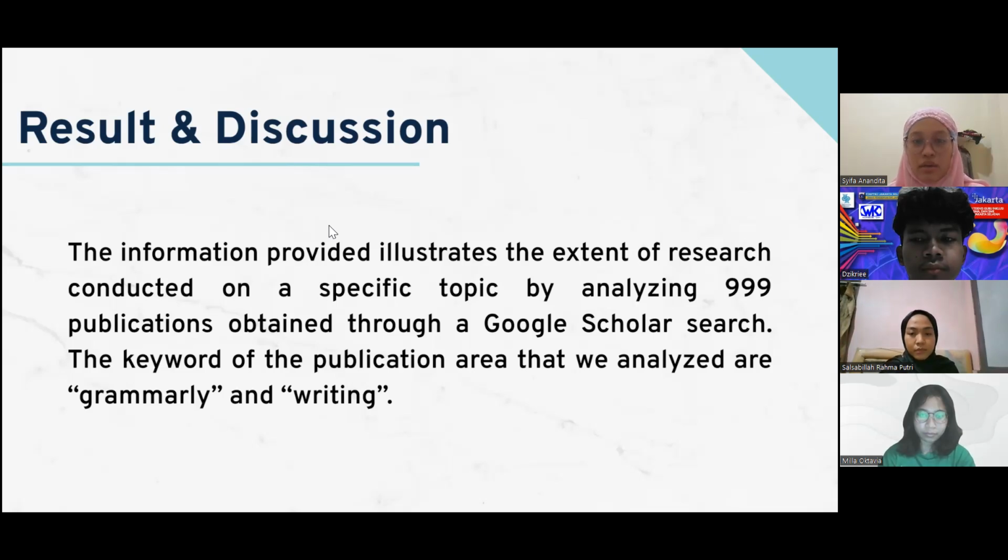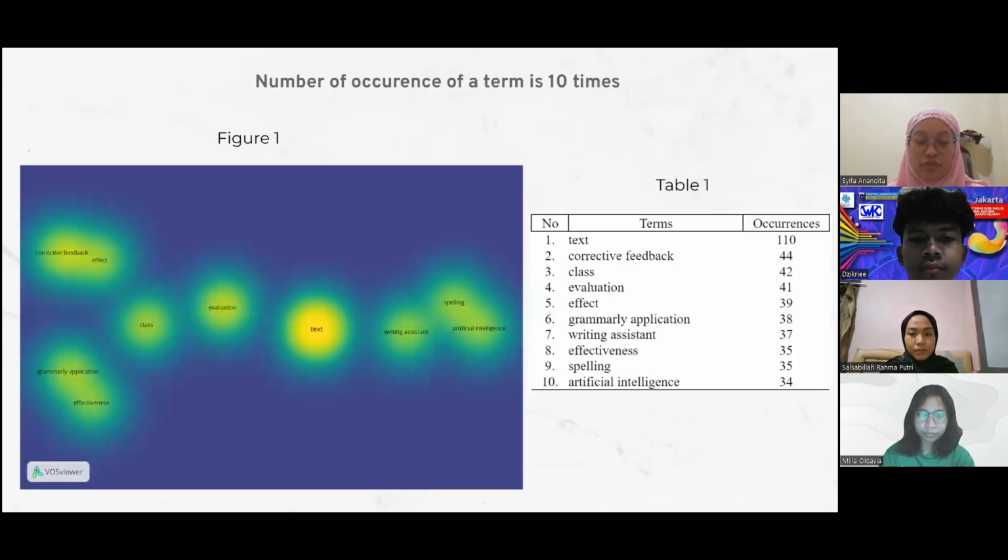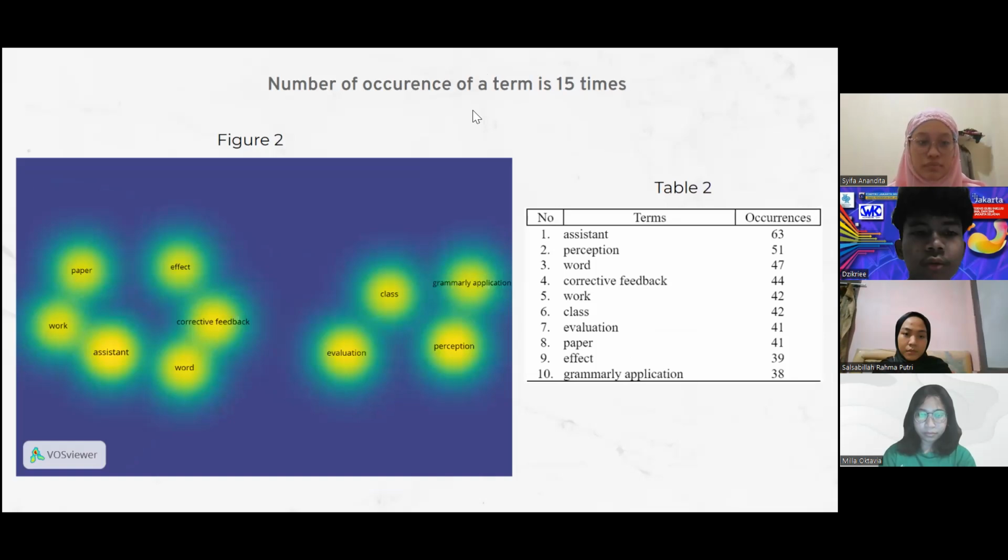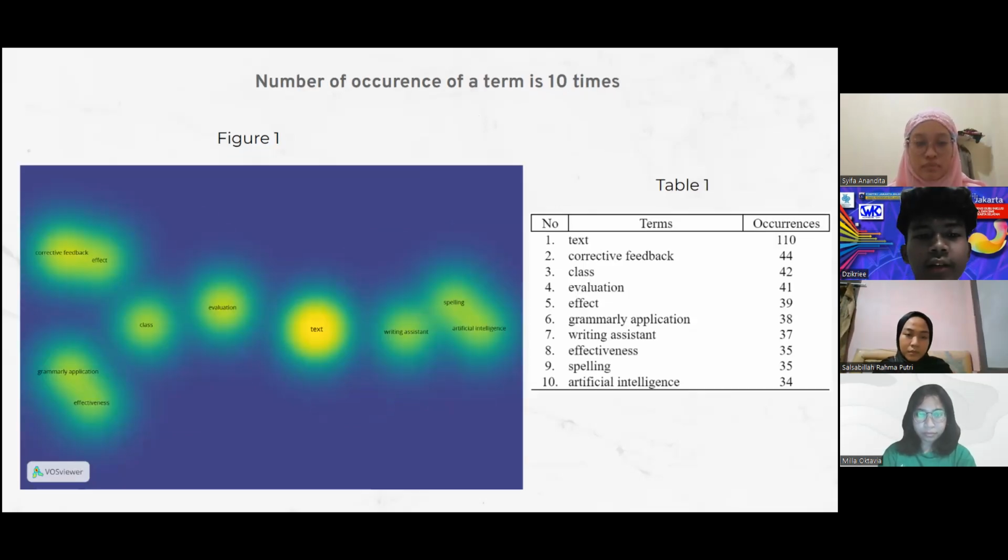The results of the conducted data are shown in figures 1 and 2, with the intensity of the colors depicted in the bibliometric pictures indicating the amount of research conducted on the topic, with darker colors indicating a higher number of publications. So in this paper, we analyzed two data. Next slide. Okay, in the first one, we have the picture and table one.